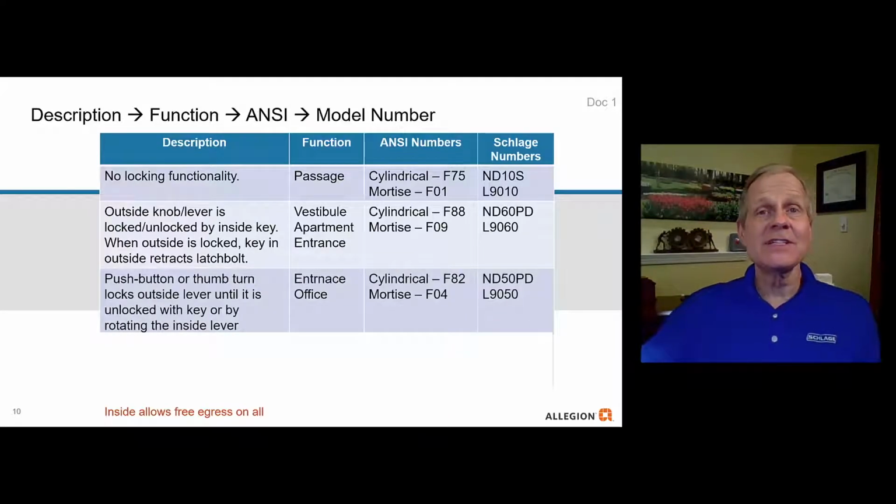Next one is an entrance/office function. So that one's going to have a push button or a thumb turn on the inside. This allows you to lock the office from inside the door. When it is locked on the inside, then you must use a key to gain entry. So it's going to be unlocked using a key on the outside, turning the thumb turn, or in many cases, if it's just a push button, when you push down on the inside lever, it can put the lock into the unlocked mode. So it depends on the specific function that you're dealing with as to whether or not it's going to unlock when you push down on the inside lever.